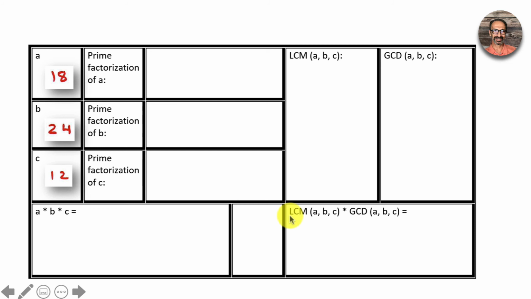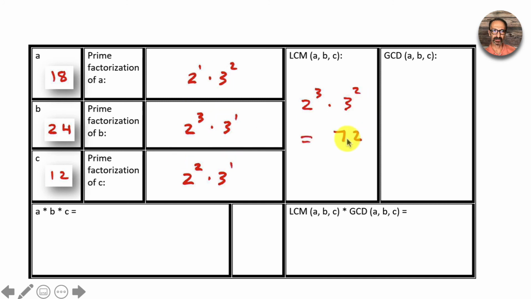One more example, 18, 24, and 12. A little bit faster, but you could slow down and take notes after or before I jump to the second example. Here we go. Here's the 18. Here's the 24. Here's the 12. And here's the higher of each. The 2's, the 3's, as you can see.